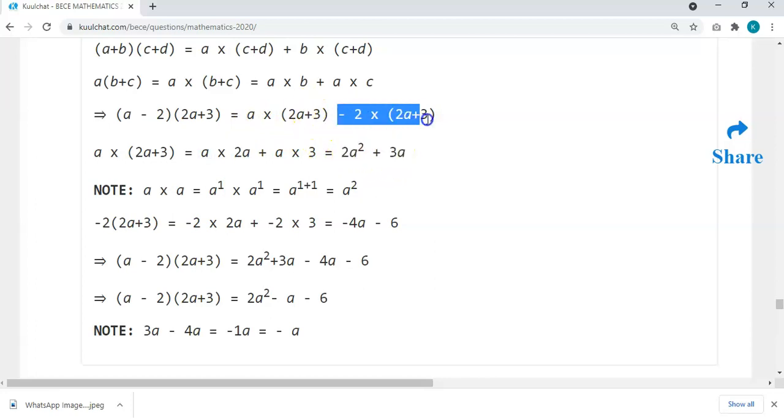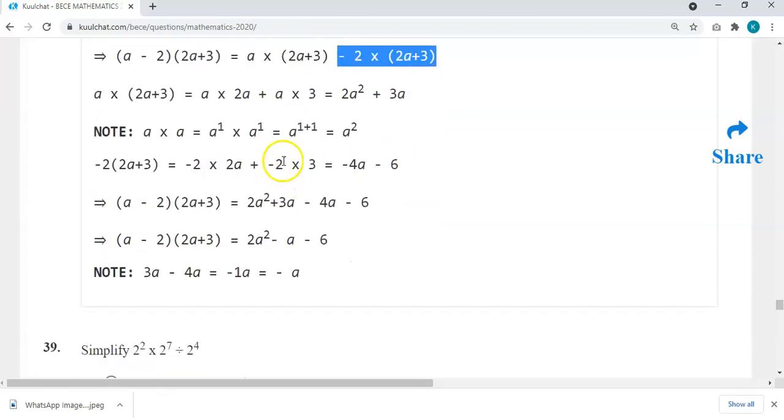Okay, so now let's look at this part. Negative 2 times 2a will give us negative 4a, and negative 2 times 3 will give us negative 6. So this is what is going to give us. We now join them. So this one gives us what we got over here, and this one gives us what we got here.